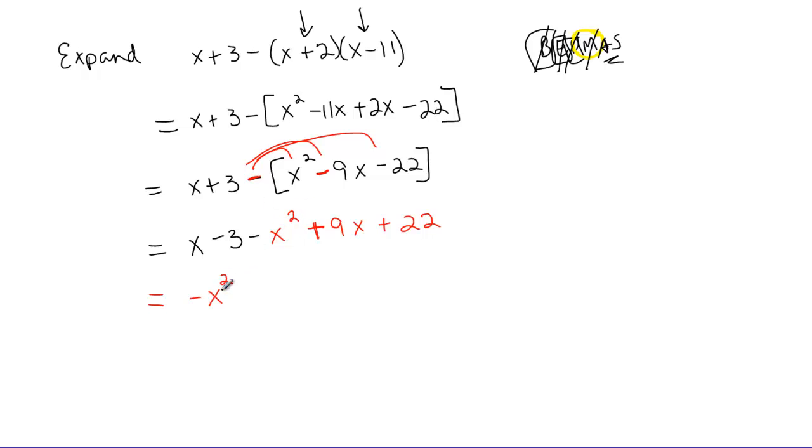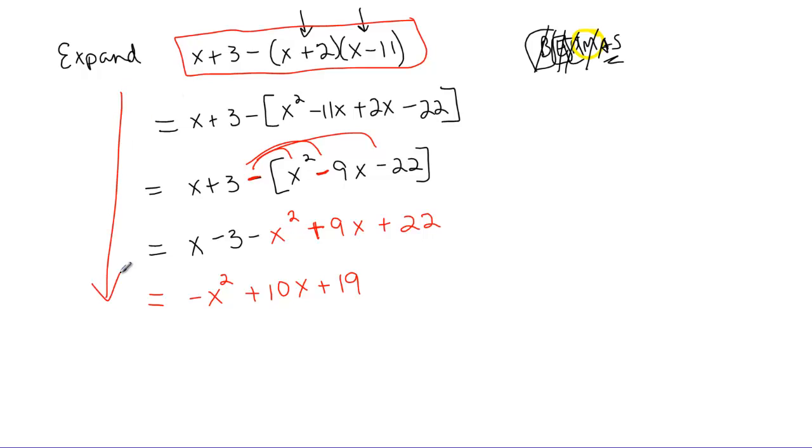I've got an x and a 9x, so that's 10x. Negative 3 plus 22 plus 19. That's what I get when I expand this. Put equal signs to say that I know every line that I'm working with here is equal. Work down the page. That way I don't lose track of things as I'm going, and all of a sudden, oh crap, I'm working with a different question than I started with.